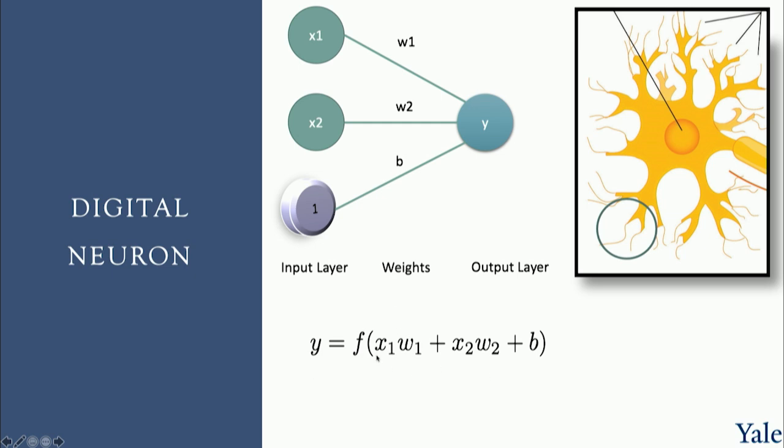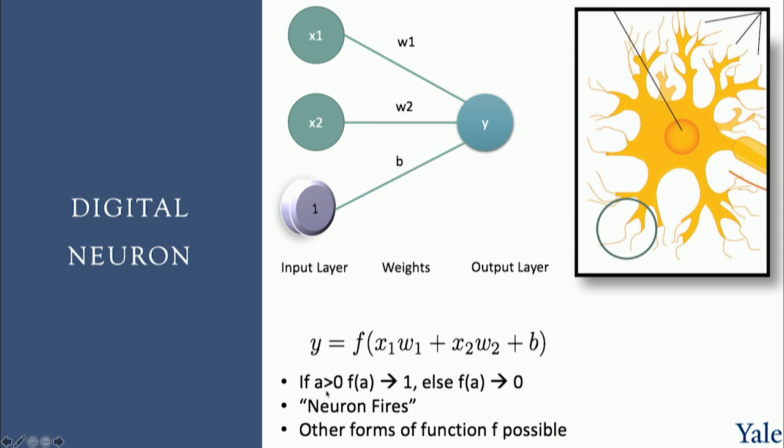Now we can model the neuron activity using this function shown here. First we compute a linear combination of the inputs. That's x1 times w1 plus x2 times w2 plus b. Let's call this result a. We pass this through a nonlinear function f, which is going to do the following. If the input to f is greater than 0, f will output a 1. Otherwise, it's going to output 0. And we say that the neuron fires when this function outputs the 1.